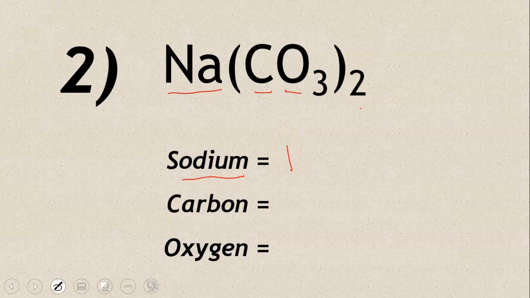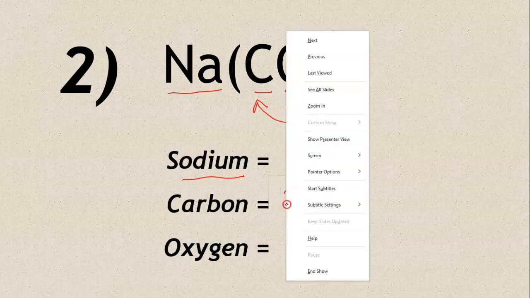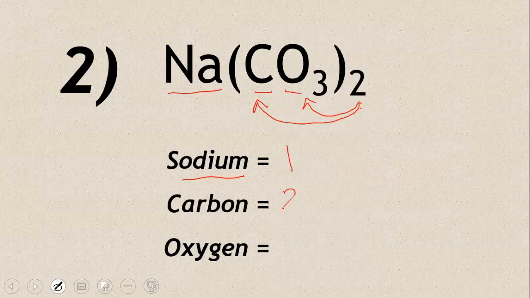Carbon is inside the parentheses, so this 2 gets distributed to what's inside the parentheses, which means there are 2 carbon atoms. And then there was O3, but we have that 2 times. So that means we have 6 oxygen atoms.